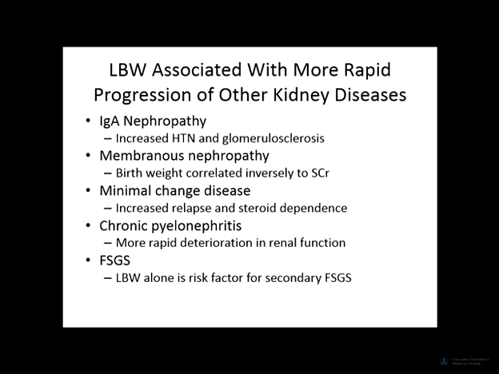The other association of low birth weight that's been found is a more rapid progression of other kidney diseases. So if you're a patient with IgA nephropathy, membranous, minimal change, chronic pyelo, or FSGS, if you were a baby born with a low birth weight, there's a more rapid progression of your disease.